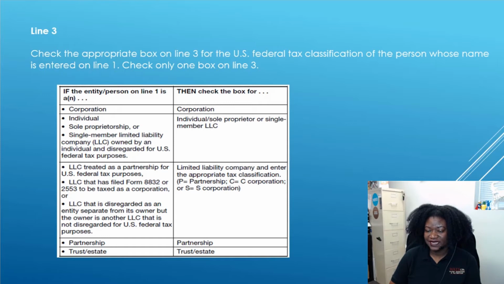If you are treated as an S corporation, a partnership, or a corporation, then you want to check the LLC box and indicate if you are taxed as a partnership, a C corp, or an S corp for federal tax purposes. If you're a partnership, select partnership. If you're a trust or an estate, then of course select trust or estate.